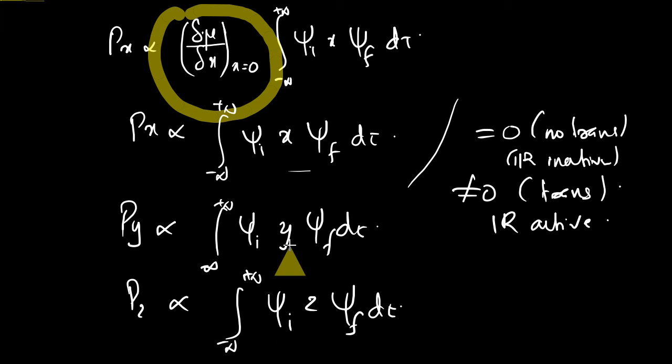For that, we have to know the symmetry of each of these expressions. By saying that, I want to say the symmetry of psi I, the initial vibrational state, the symmetry of the final vibrational state, and the symmetry of the operator. If you know the symmetries of all the terms involved here, then you can predict whether this integral is going to be 0 or non-zero.